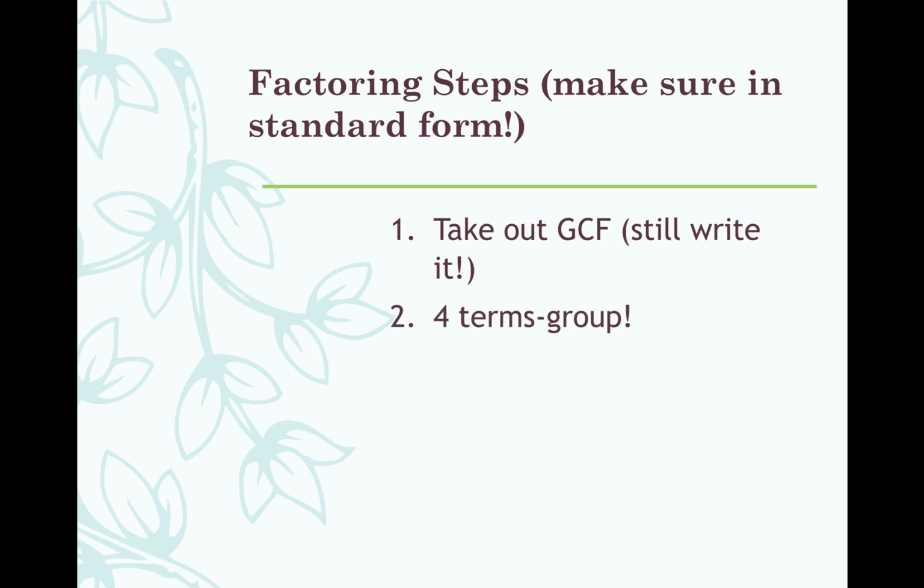And then you have to check, are there 4 terms? If there are, that's when we have to group, and we do factor by grouping. If there are 3 terms, that's a trinomial, and we use our trinomial grouping method.